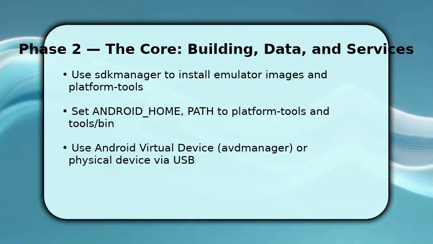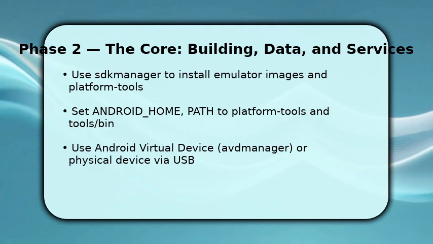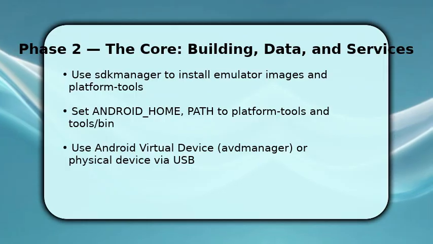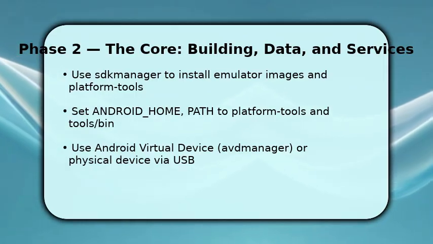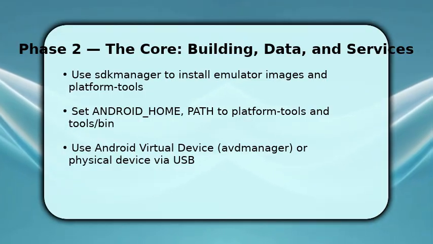Create an AVD with AVDManager and start it with emulator -avd, or connect a physical device with USB debugging enabled. Make sure adb devices lists it. This gives you a runnable target without Android Studio. Finally, run yarn android or npx react-native run-android to build.